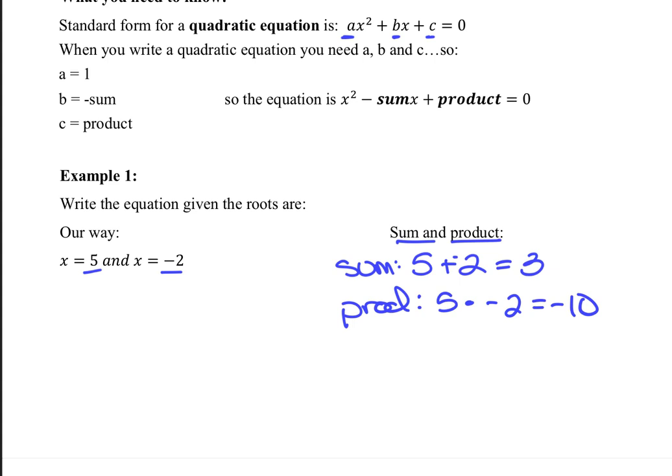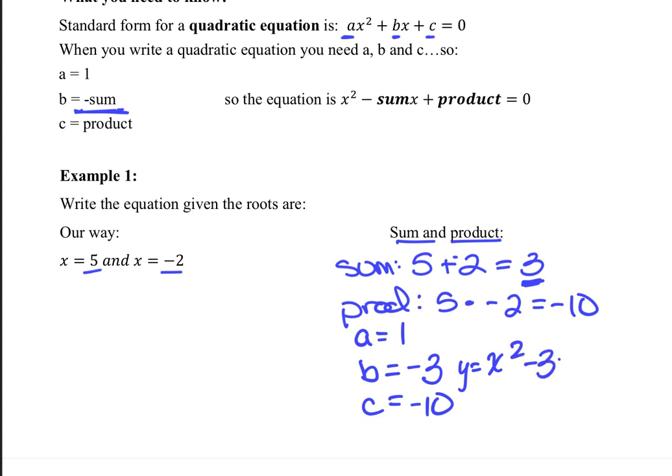To write this equation, we can just straight up write the equation without even multiplying. A equals 1, B equals the opposite of the sum. So the sum is 3, so B is going to be negative 3, and the product is just straight up the product. So negative 10 is negative 10. So this equation would be y equals x squared minus 3x minus 10.